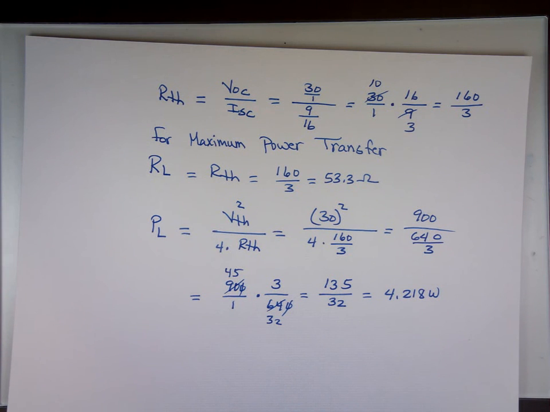So that's the thing to remember. For maximum power transfer, you want R Thevenin to equal R load, and the maximum power to the load will be V Thevenin squared divided by 4 times R Thevenin.